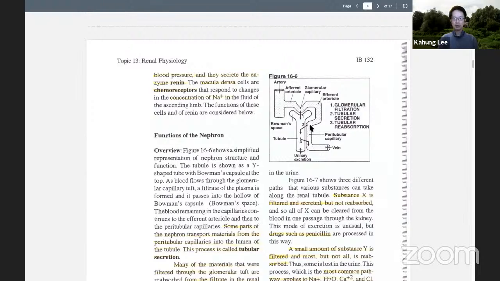And then secretion is also from the blood to the ECF, but it occurs in different parts of the nephron. So as long as it is the same direction from the blood to the ECF, and it is not in the renal corpuscle, then it is secretion. And number 3 is reabsorption, or you may call it absorption. Reabsorption is the opposite direction, from the ECF back to the blood. You will see secretion and absorption in many different parts, all along the nephron.